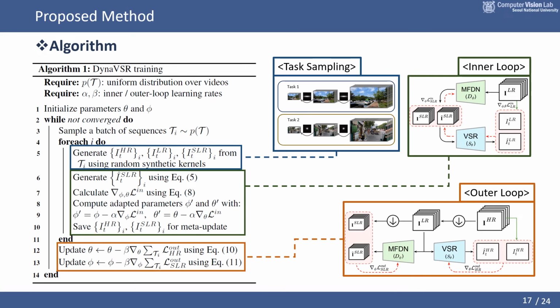This is our full algorithm for training. The blue box shows the sampling of the frame segments for training the model. Each task consists of HR, LR and SLR image sets using the randomly sampled blur kernel. Then the inner loop is conducted using the SLR and LR pair as shown in the green box. In the outer loop, the orange box, the base MFDN and video SR parameters are updated by the reconstruction loss and error loss at the SLR and HR image domain, respectively.